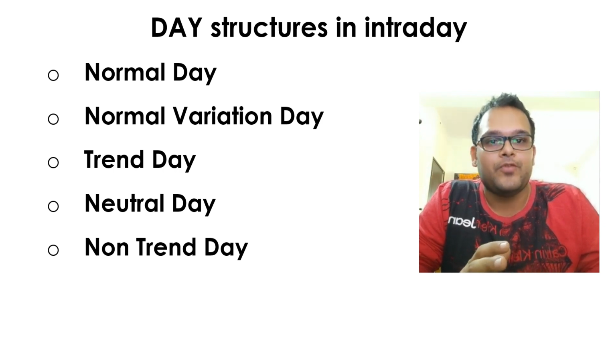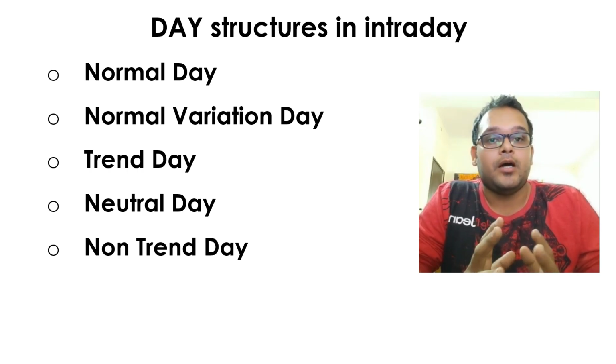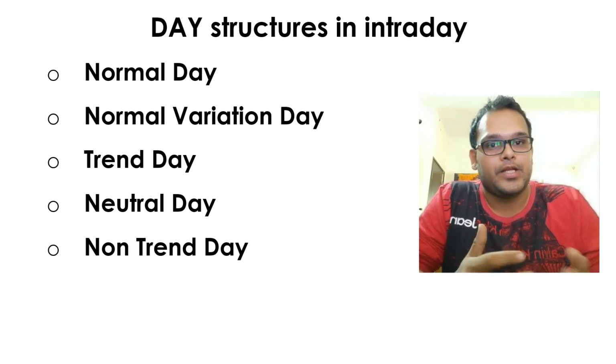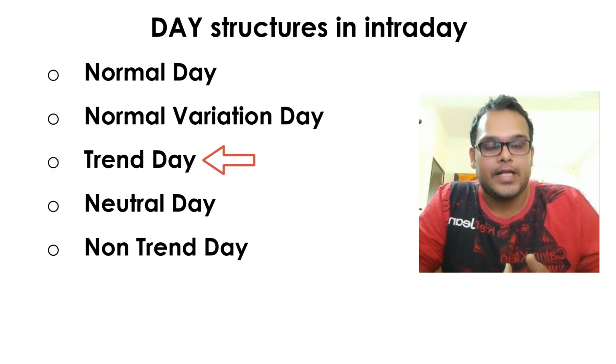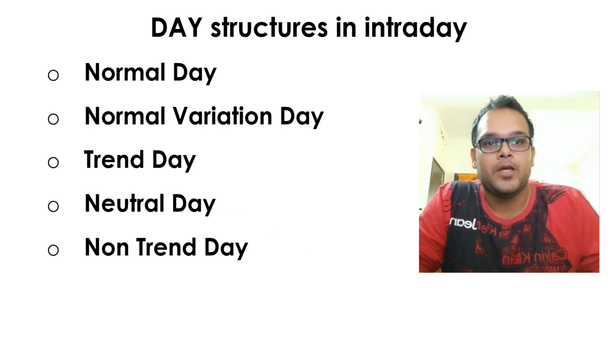By considering a few repeated pieces of information, market profile concepts has classified every day into day structures, five major ones: normal day, normal variation day, trend day, neutral day, and non-trend day. We are going to understand the individual day structure characteristics and how each actually looks in the market in this video.